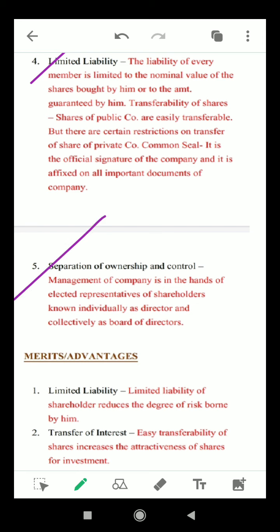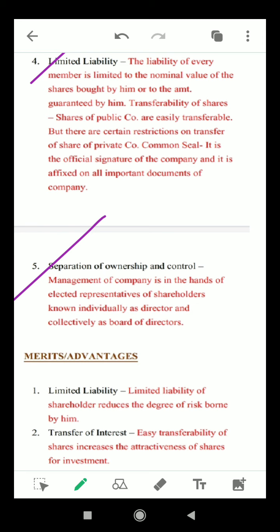Then number 5 is separation of ownership and control. See, the shareholders of a company are widely scattered. The shareholder may like to invest money but may not be interested in its management. They are interested in investing the amount, but sometimes they may not be interested in its management.